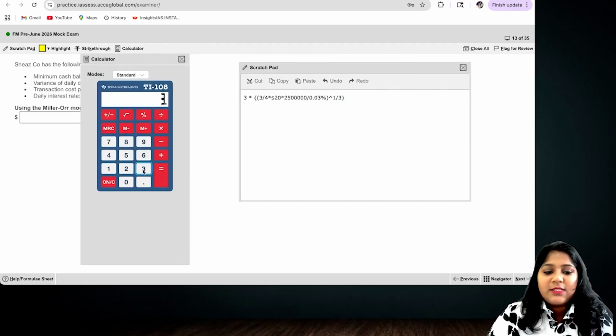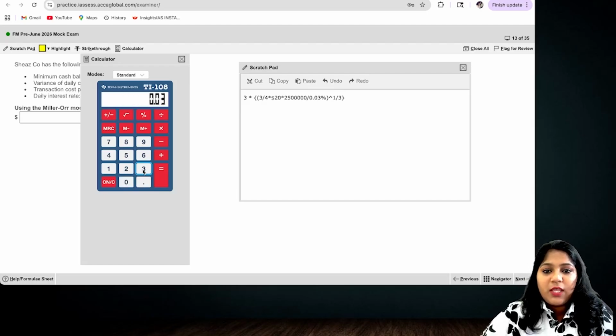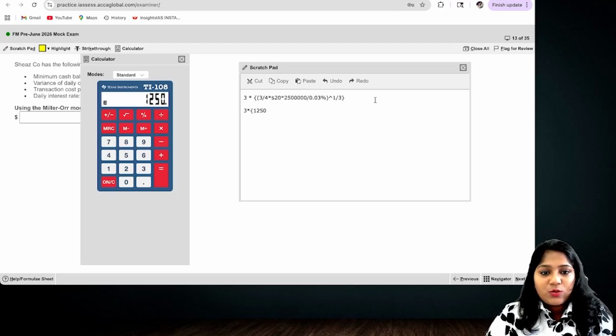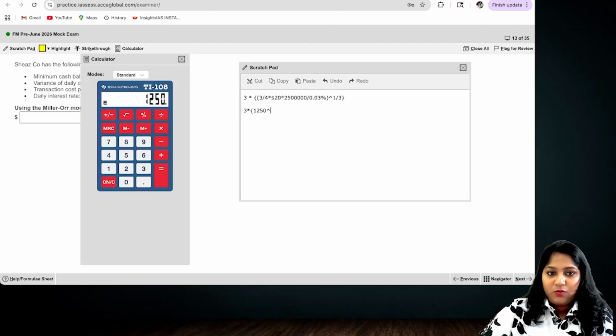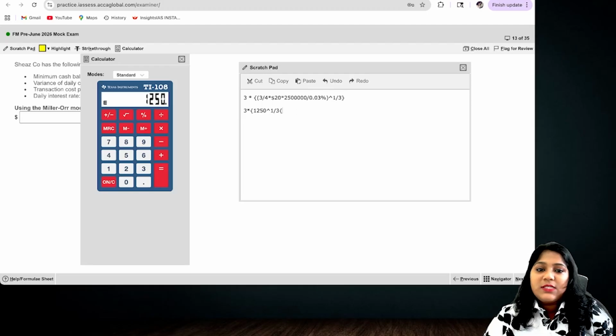What is it? It is 3 divided by 4 into 20 into 2.5 million. So, this divided with 0.03%. So 1250. Now what you have to do, write the answer 3 into 1250. But this 1250 has to be raised to the power 1 by 3 is what we have to do. Now ma'am, how do I do it in the standard calculator?